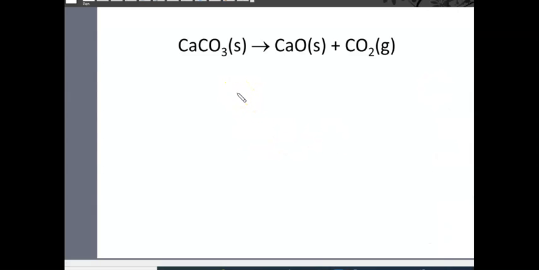So first thing was, what type of reaction is this? It's actually a type of decomposition reaction. Notice we're going from one compound and it's breaking it apart into other compounds. So this is a type of decomposition.